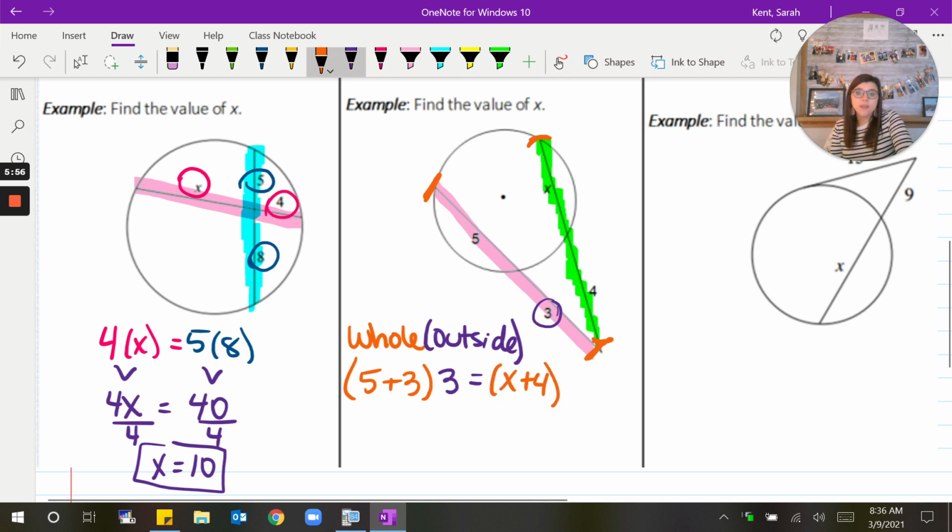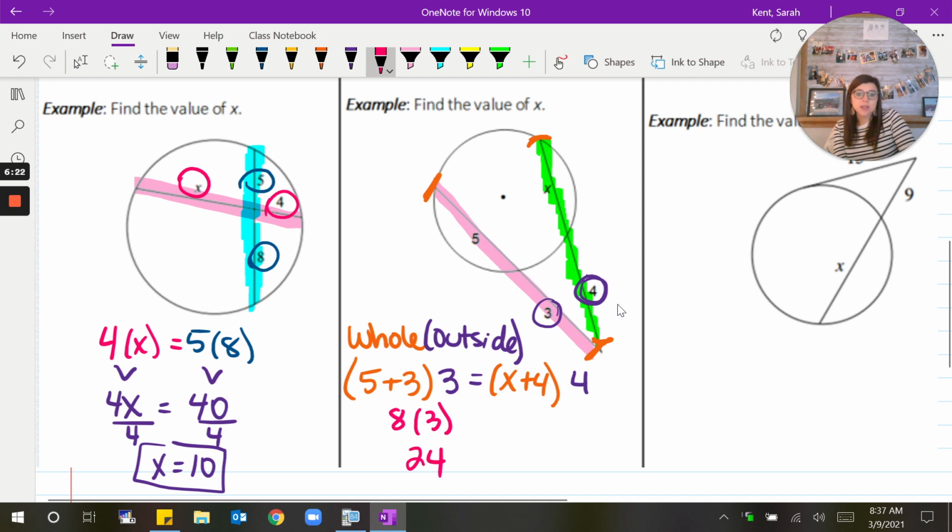And then I want the outside piece. So here my outside piece is 4 because again, it is outside of the circle. So I can go through and solve this, or you can put it in the numeric solver. If I solve it, what I would do first is 5 plus 3 gets me 8. So then I have 8 times 3, which is 24.